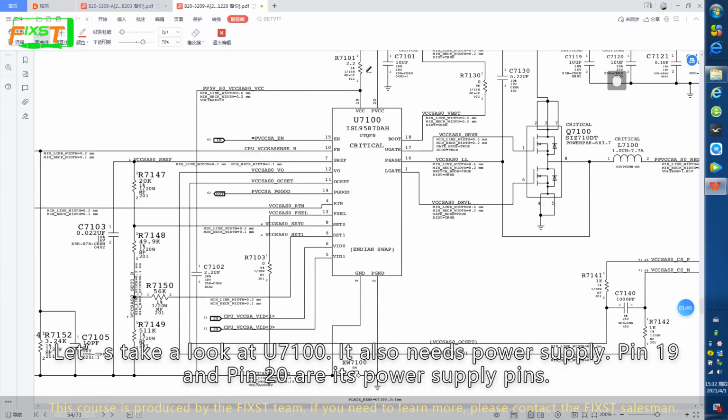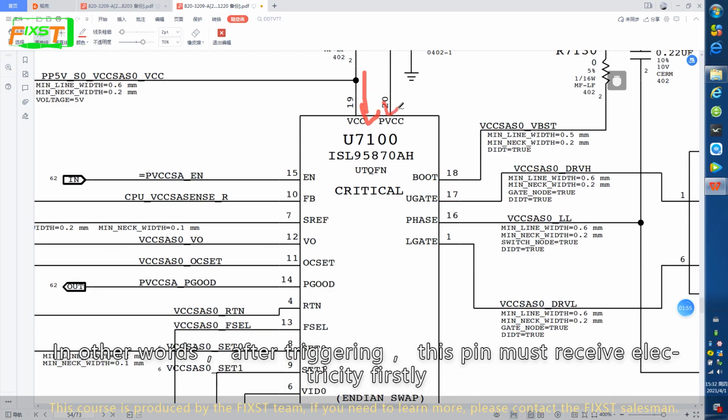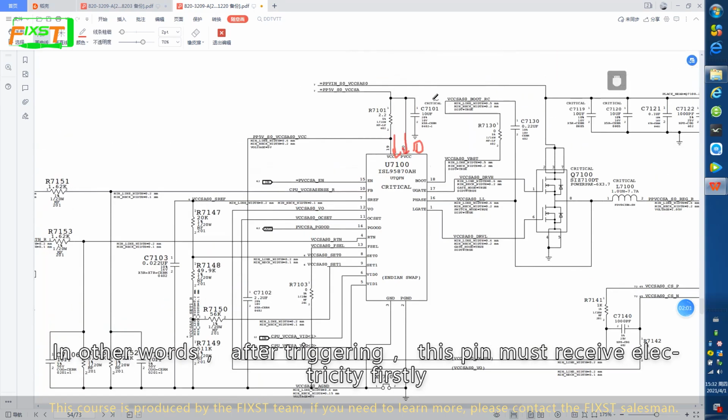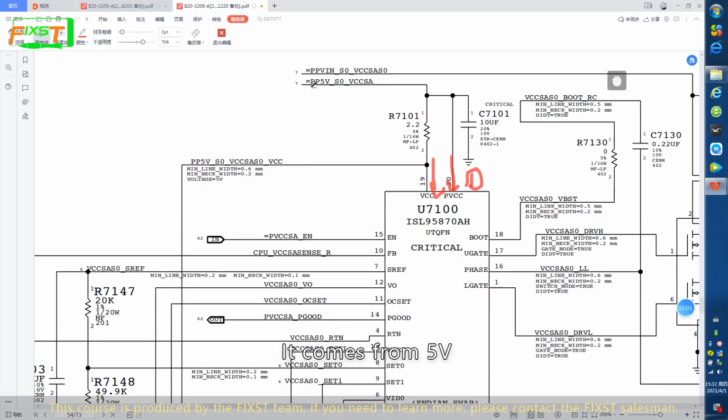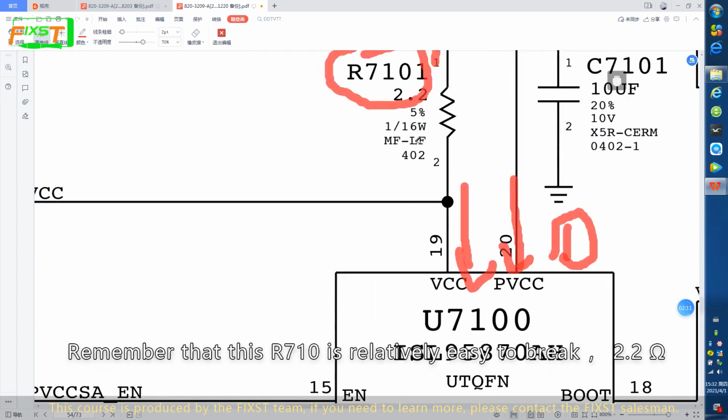Let's take a look at U7100. It also needs power supply. Pin 19 and pin 20 are its power supply pins. In other words, after triggering, these pins must receive electricity first. It comes from 5 volts. Remember that this R7100 is relatively easy to break, 2.2 ohm.